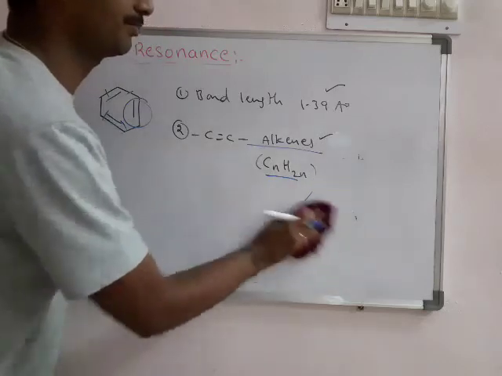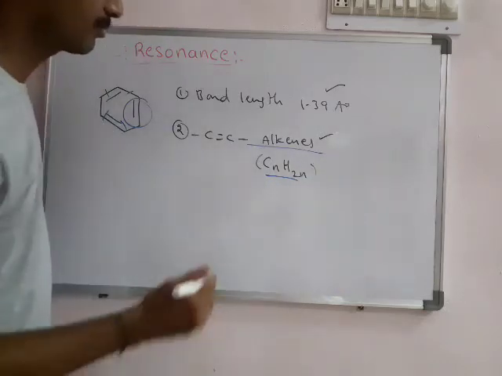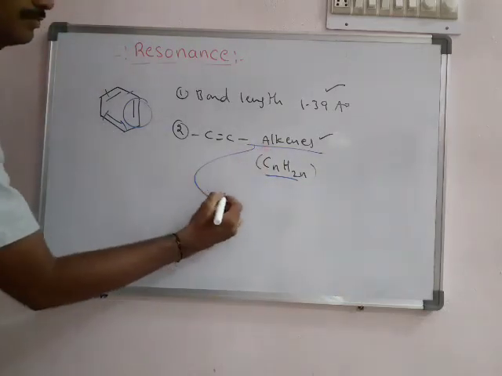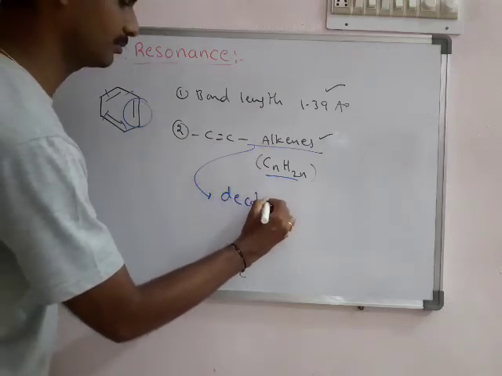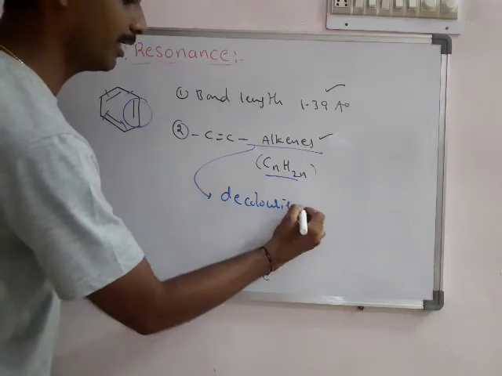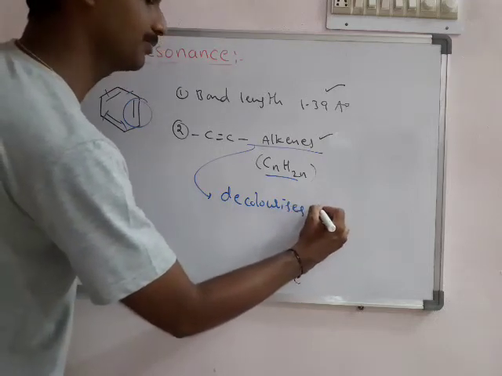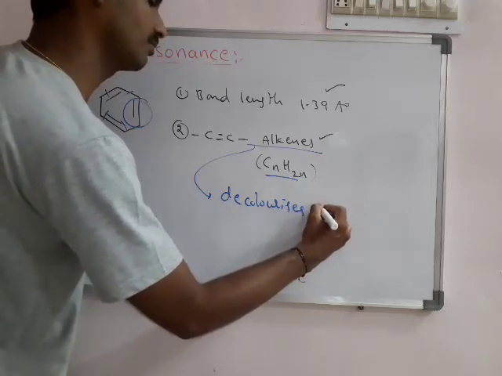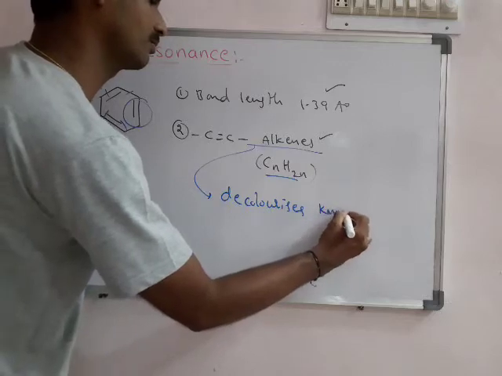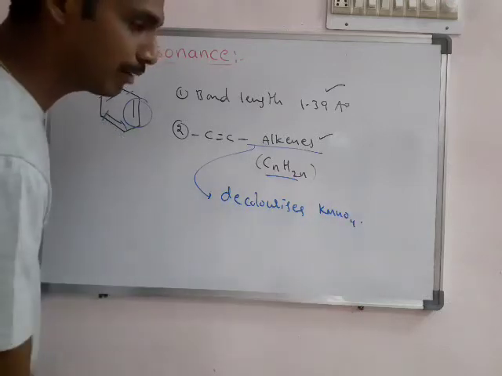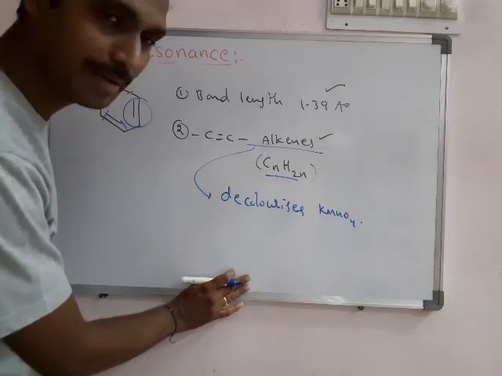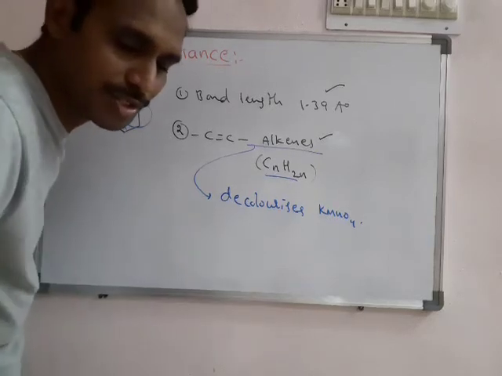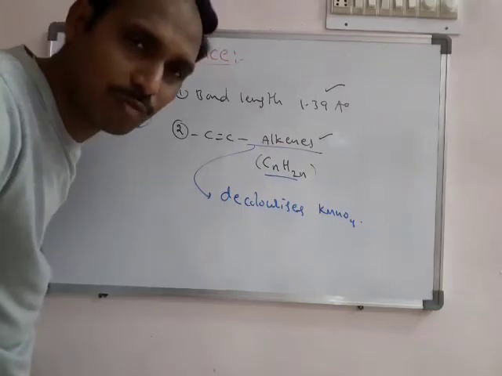Next, alkenes decolorize potassium permanganate. Potassium permanganate is generally present in a deep violet color. Potassium permanganate color is deep violet color.